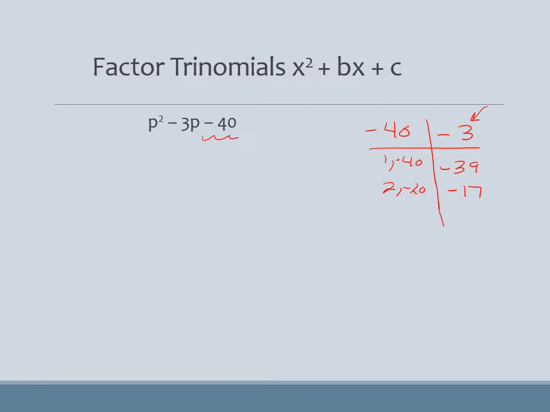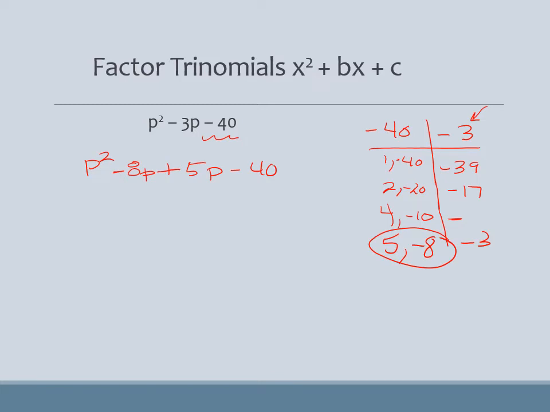3 does not go in evenly. 4 and negative 10, which adds to negative 6. I almost said 7. 5 and negative 8, which does add to negative 3. So these are the factors I'm going to use. Whenever possible, I like to put the negative here so that my factors, when I'm splitting, go positive, negative, positive, negative. Then I don't have to worry about factoring out a negative.